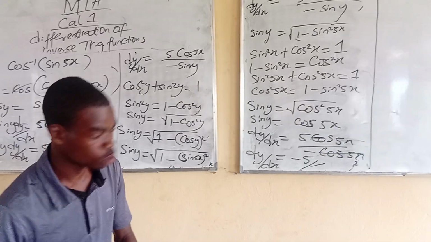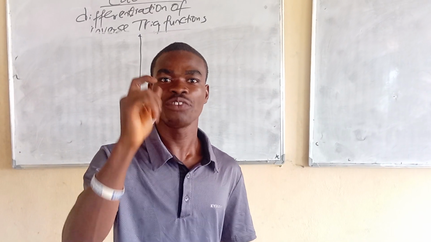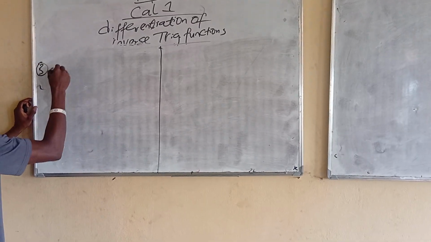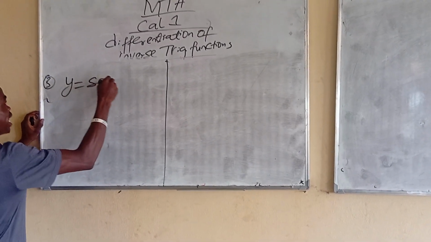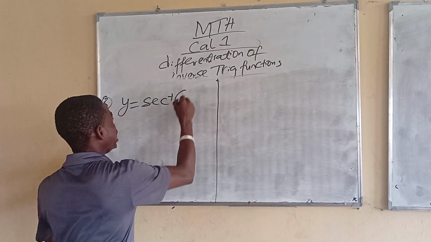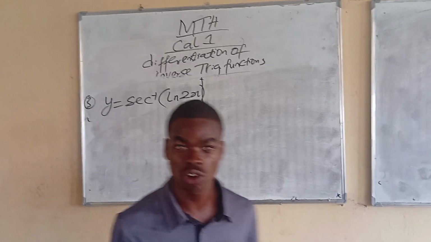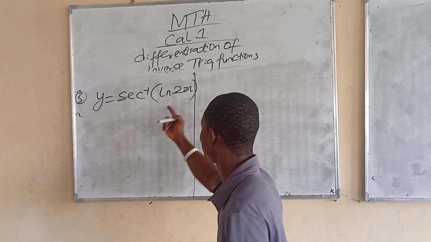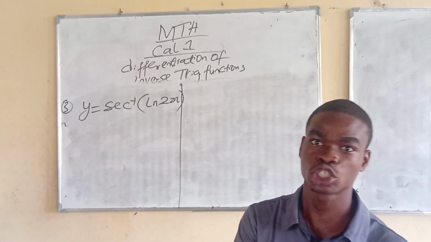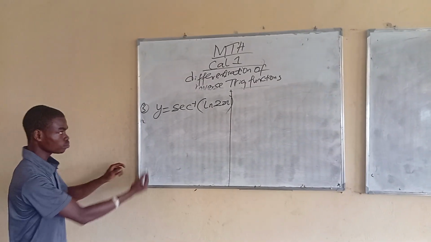So let's solve the next question, question 3. Your y equals sec inverse of ln 2x. What's ln? Ln is the natural log function, okay? Some people might see this and feel scared, thinking it's too hard, but it's not hard. This is what we'll do.